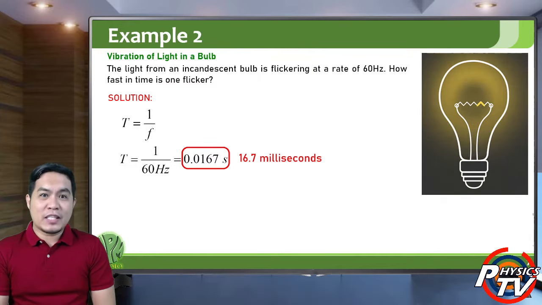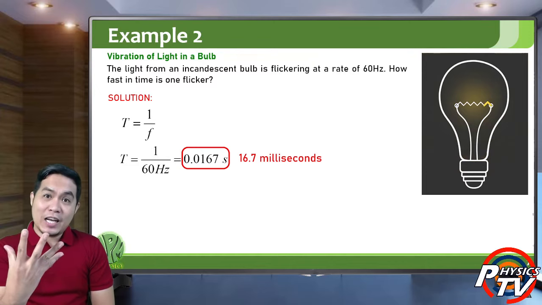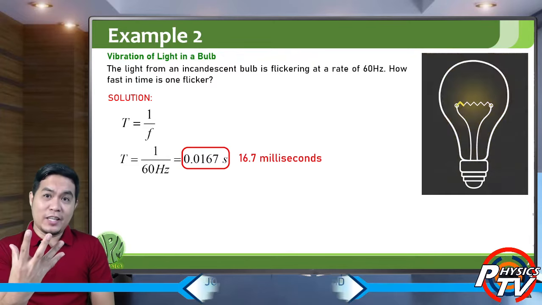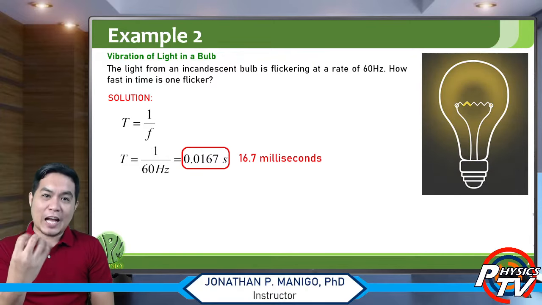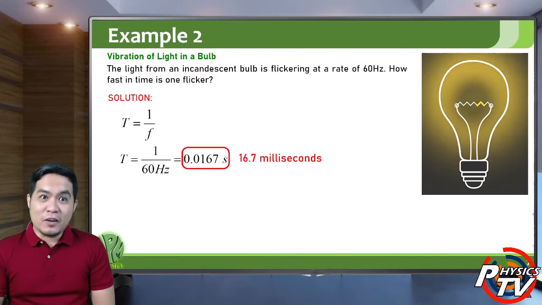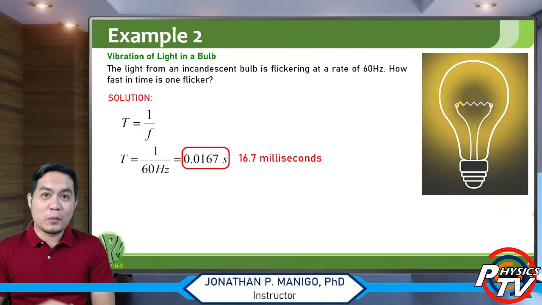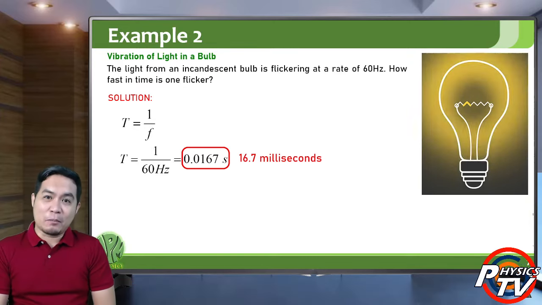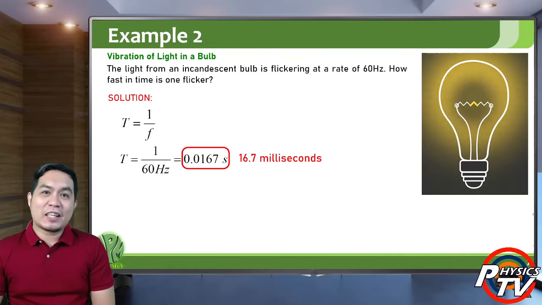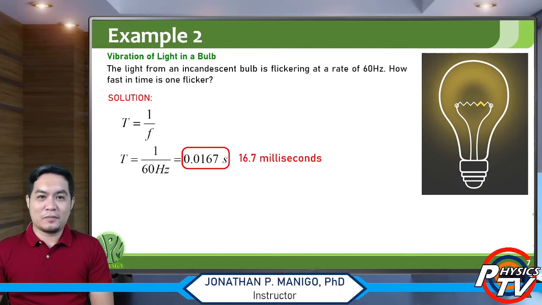So what we actually see is just a continuous shining of the light bulb, but we don't actually see it flickering. But there are times that we see it flicker when the frequency decreases. When the frequency decreases to 10 hertz, maybe you will notice the flickering. But 60 hertz cannot be detected by our eyes, actually.